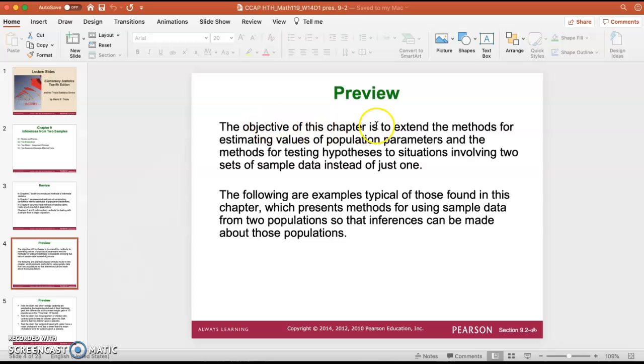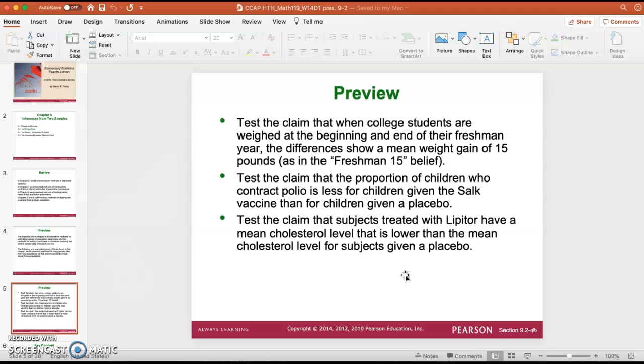So now the objective of this chapter is to extend the methods for estimating values of the population parameters and methods for testing hypotheses to situations involving two sets of sample data instead of just one. So ultimately we'll work with two means, two proportions, something like that instead. There are a few examples on the next slide of what some of those types of problems might sound like. It could be testing a claim to see what two weights may be, such as with a freshman 15 problem.